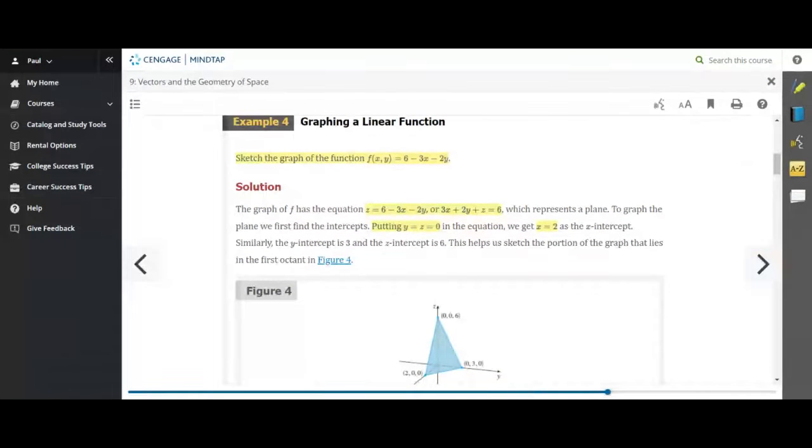So example 4 says graph the function f of x, y equals 6 minus 3x minus 2y. Well, you see, f of x, y, we can think of that as z. So z equals 6 minus 3x minus 2y. That's the equation of a plane.